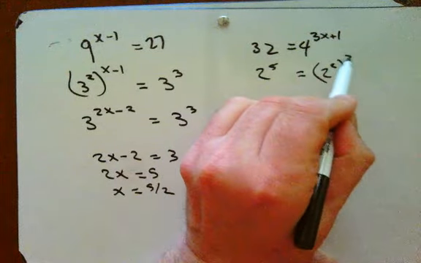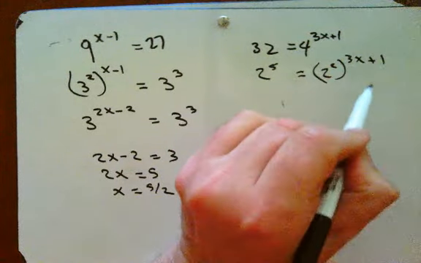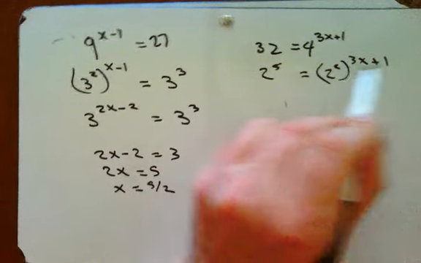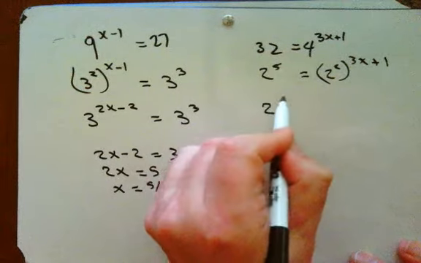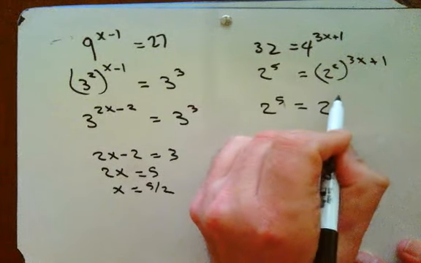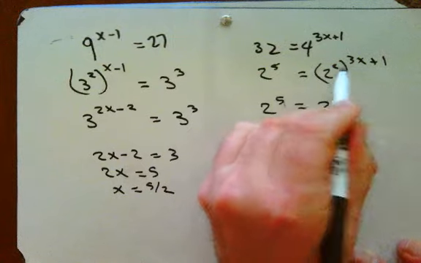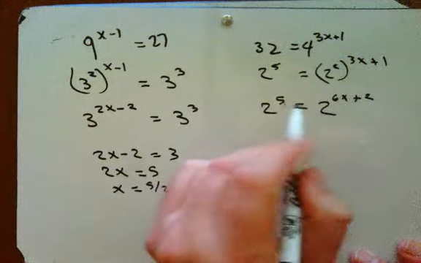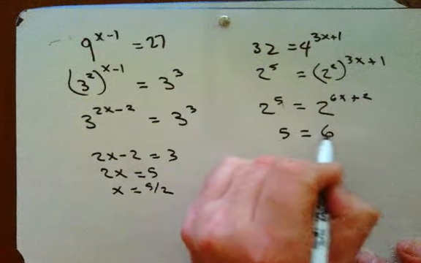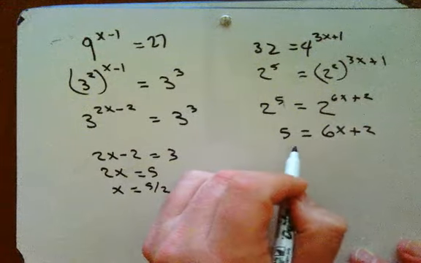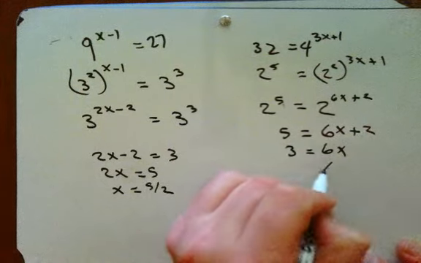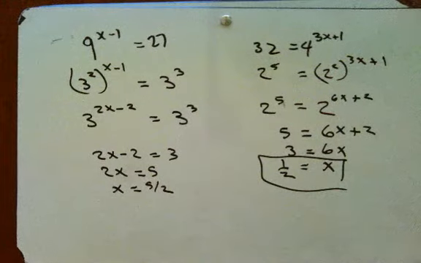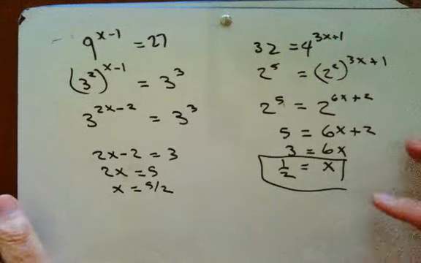Well, I see 32 could be written as 2 to the 5th, and 4 could be written as 2 squared. When I raise a power to a power, I multiply. Remember, that 2 has to be multiplied both to the 3x and to the 1. So on the left side, we still have 2 to the 5th, but on the right side, 2 times 3x is 6x, and 2 times 1 is 2. Now, since the bases are the same and the terms are equal, I know that 5 equals 6x plus 2, or 3 equals 6x, or x equals 1/2.